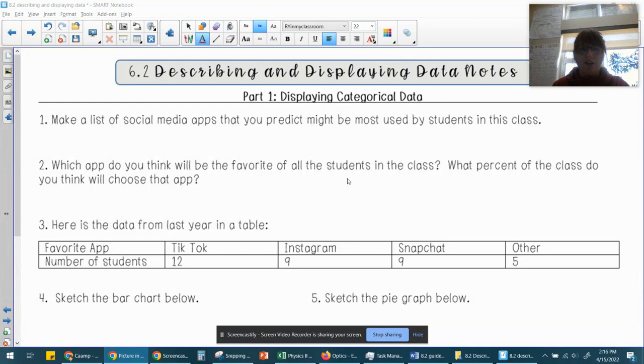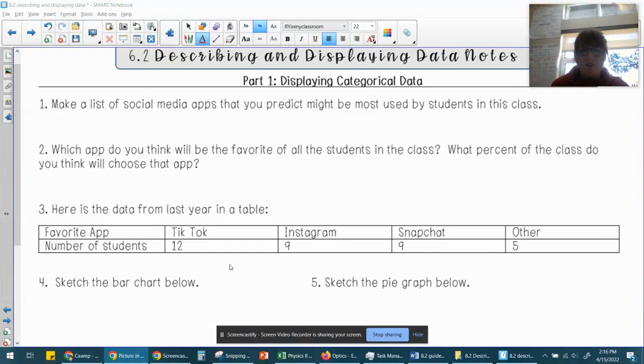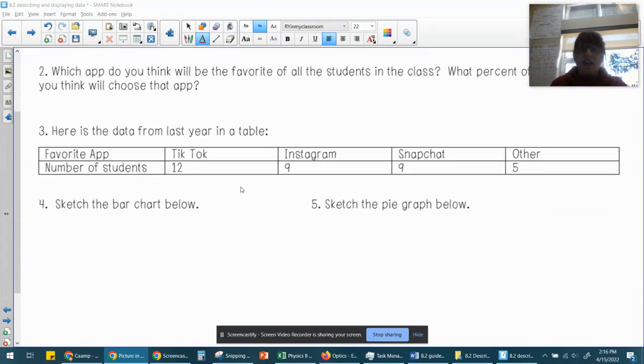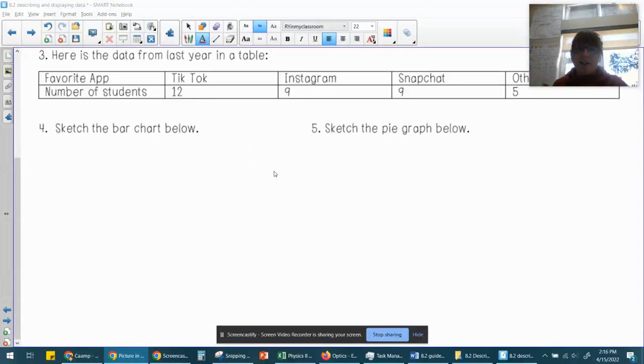Then let's go on and do the next part, which is some data that I made up, kind of based off of last year's data. So let's pretend we had a class of 35 students. 12 preferred TikTok, 9 Instagram, 9 Snapchat, and then 5 just some other app. So this is categorical data. The two types of ways we're going to display categorical data are in a bar chart or a pie chart.